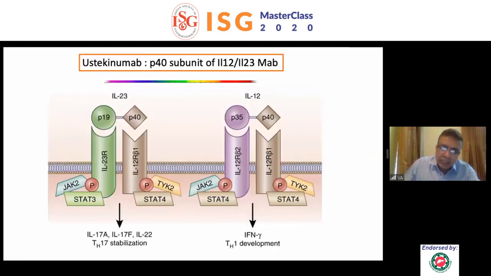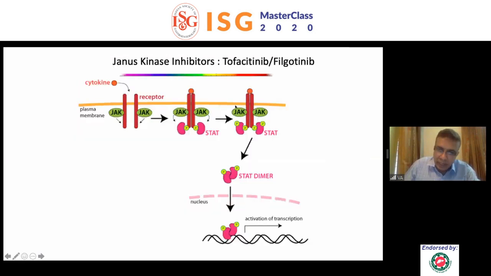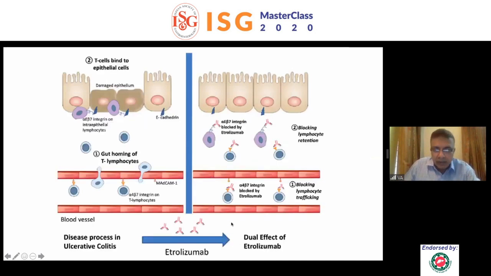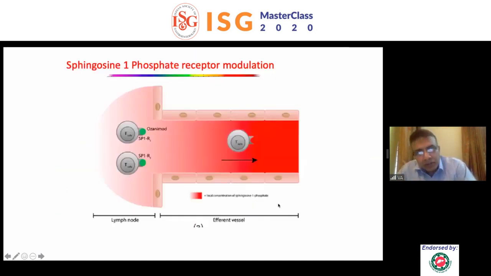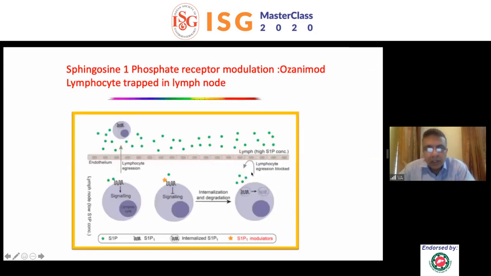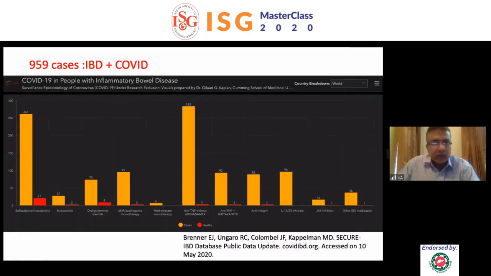Newer agents, ustekinumab, we have talked about, P40 unit of IL-12 and IL-23. We have tofacitinib, which has come up, that is a Janus kinase inhibitor. Then you have sphingosine 1-phosphate, a receptor which is there in the lymphocyte. That's a receptor which decides whether the lymphocytes are going to come out of the lymph nodes or not. So if you do not want the lymphocytes to come out of the lymph nodes, then you can modulate this with the help of ozanimod. These are the new drugs which are going to come up.